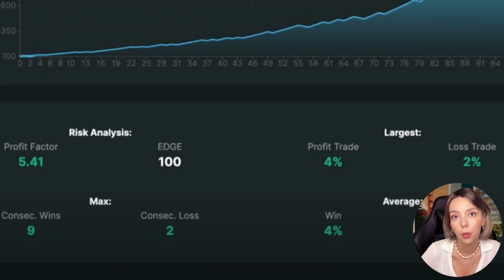So yeah, definitely go ahead and backtest this strategy on different markets and different time frames as well.